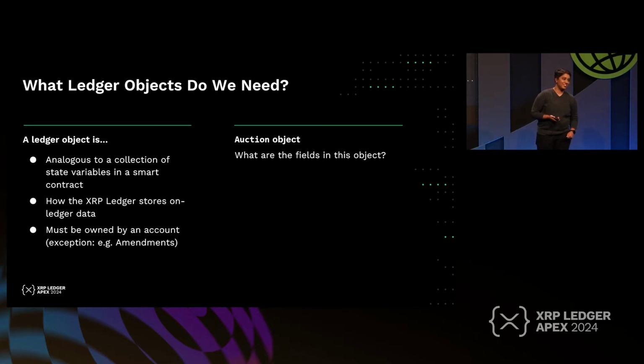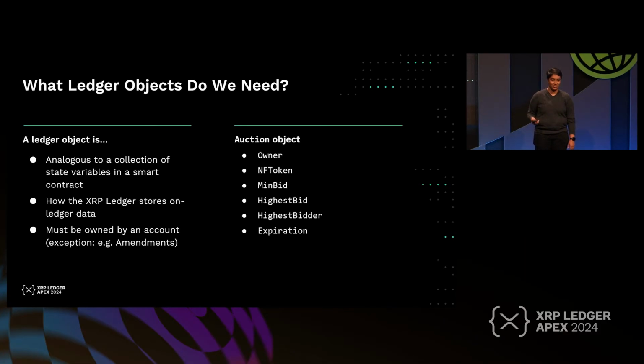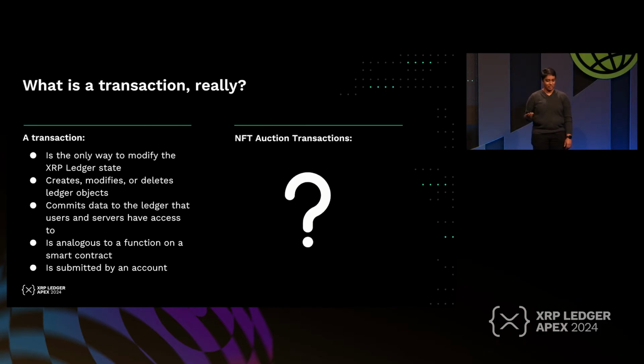We have another hand over here. What is being auctioned? So the NFT itself. Yeah. So I think that covers most of it. The fields that I came up with are the owner, the NFT that you're auctioning, what's the minimum bid that you want to accept, who's the current highest bid and highest bidder, and what's the expiration. So you guys got pretty much all of that. Nice job.